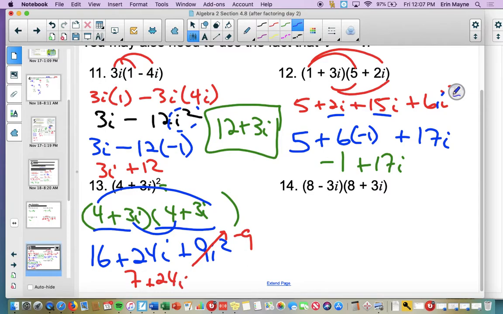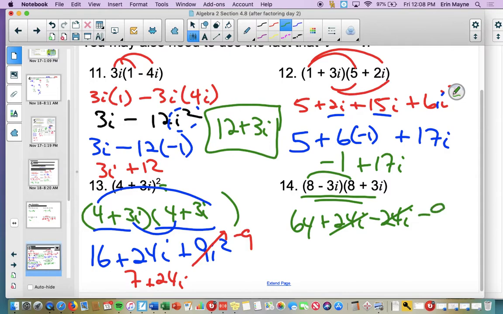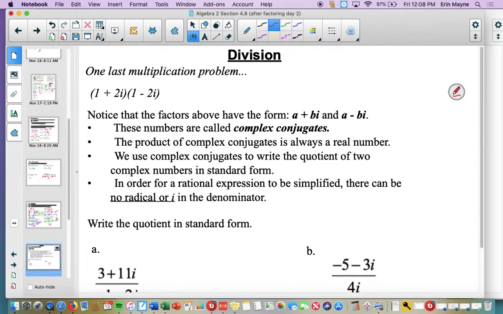And in number 14, you have a special case. Notice this should look like the factored form of the difference of two squares. This gives me 64. Outside gives me 24i. Inside gives me 24i. What's notable is those cancel. Minus 9i squared. But we now know that this is plus 9. 64 plus 9 is 73. Notice that that is a real part only. Therefore, the imaginary part is gone. So that becomes significant when we move on to division. And I pointed this out just quickly in class.